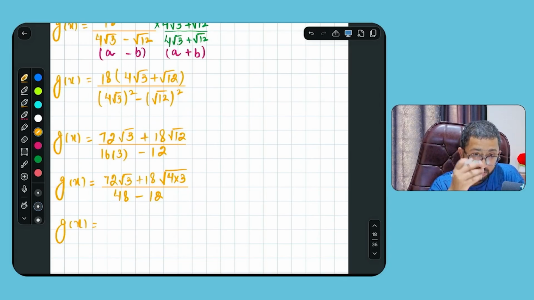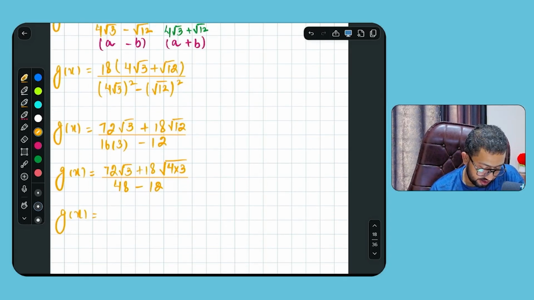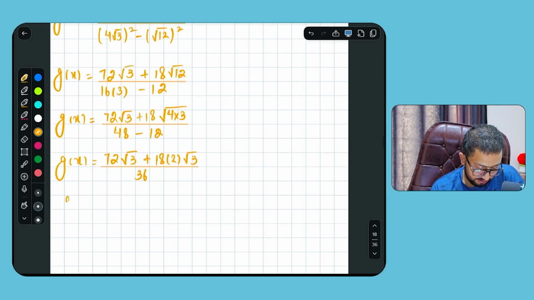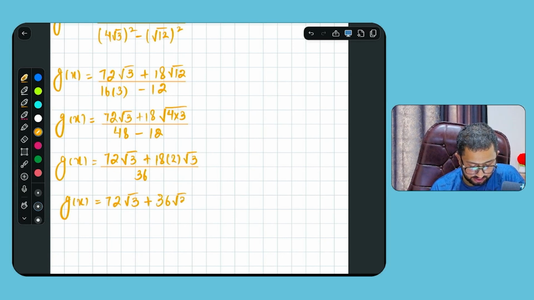Your ideas should be strong about rationalization and how to solve square root 12 as well. So plus 18, square root 4 is 2. 48 minus 12, 36.